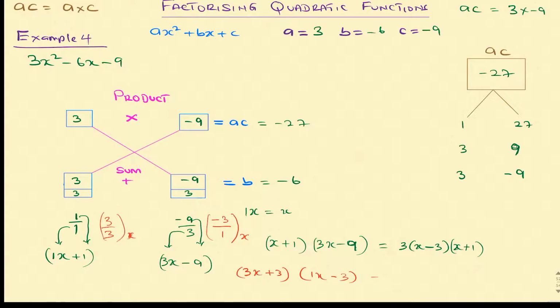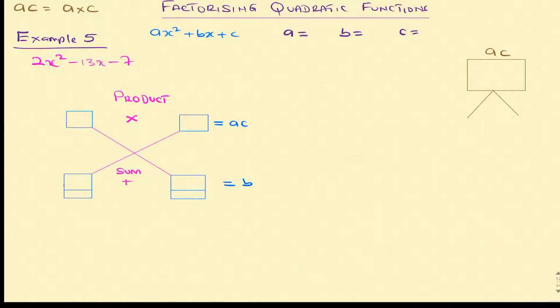1x is x, so therefore that will be 3x plus 3 and x minus 3. Now, if we take out 3 as a common factor here, we get 3 times x plus 1, x minus 3. You can see we still get the same value. So it doesn't matter which one you simplify, but don't simplify both of them at the same time, because that would be bad.